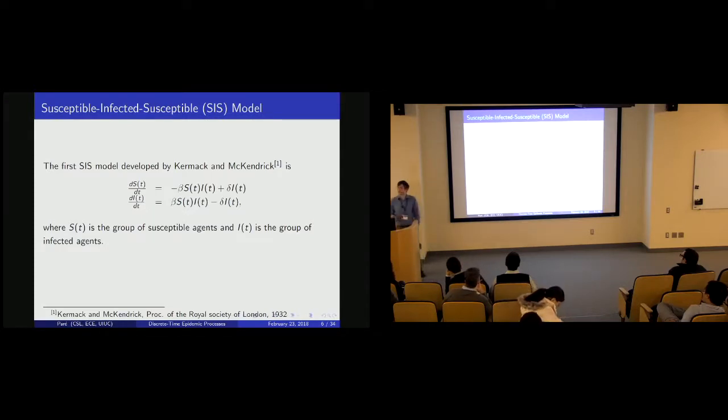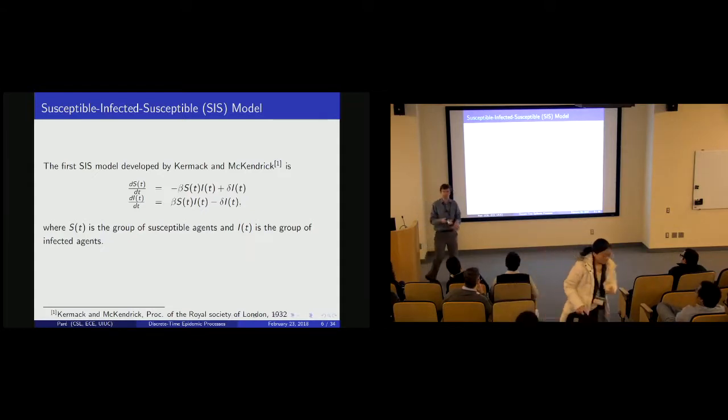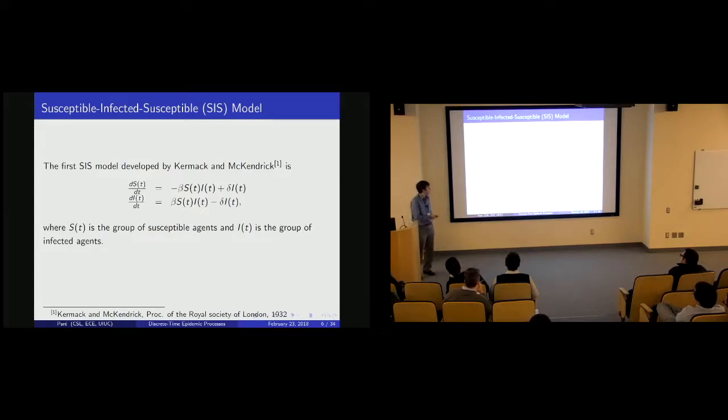The first SIS, or susceptible-infected-susceptible model, was proposed by Kermack and McKendrick in the early 1900s. And the idea is that you model the population in two groups: a group of susceptible individuals and infected individuals. Susceptible means you're healthy, but you can become sick at any time. They modeled them as differential equations, where you're positively affected in the susceptible group by a healing rate, delta, and you're negatively affected by an infection rate. And the opposite for the infected group.